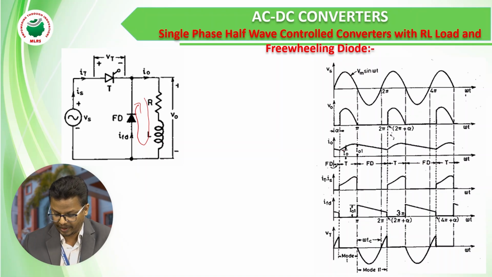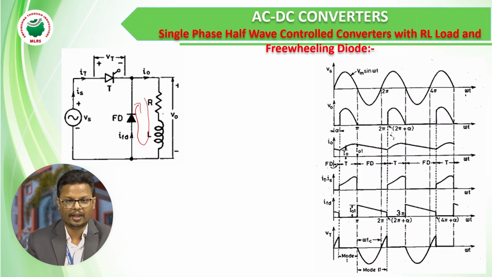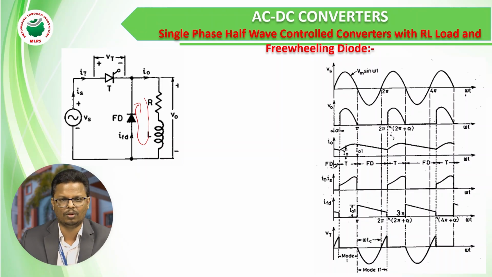But the load maintains continuous current. Because of the freewheeling diode, the current is circulated through the diode, R and L, so the current does not become 0. The current is continuous. So by using the freewheeling diode, we can turn off the device at pi and maintain the load current continuous.